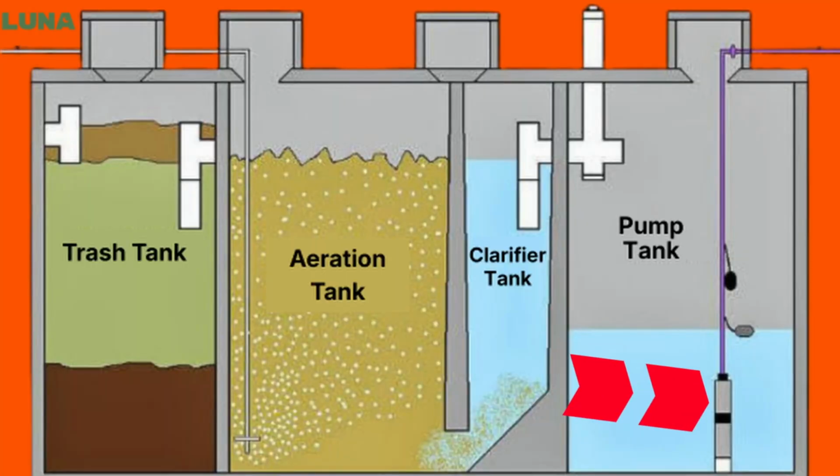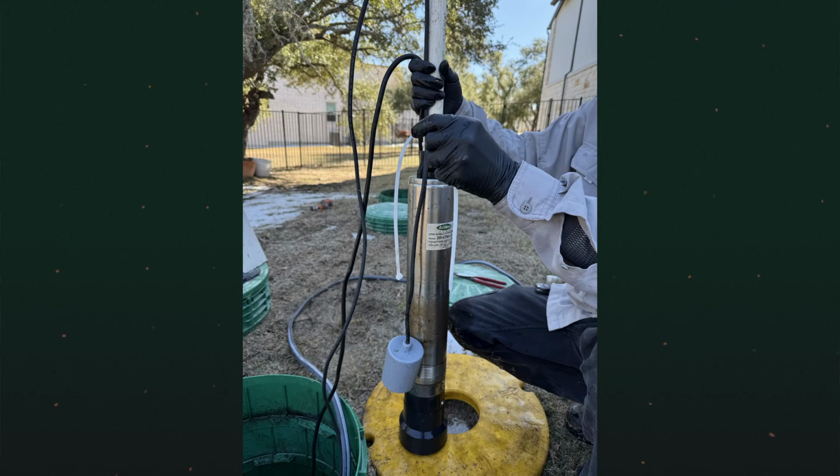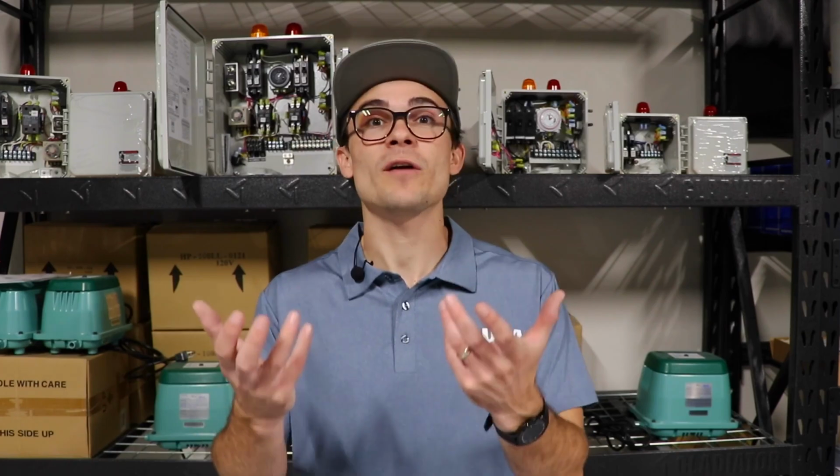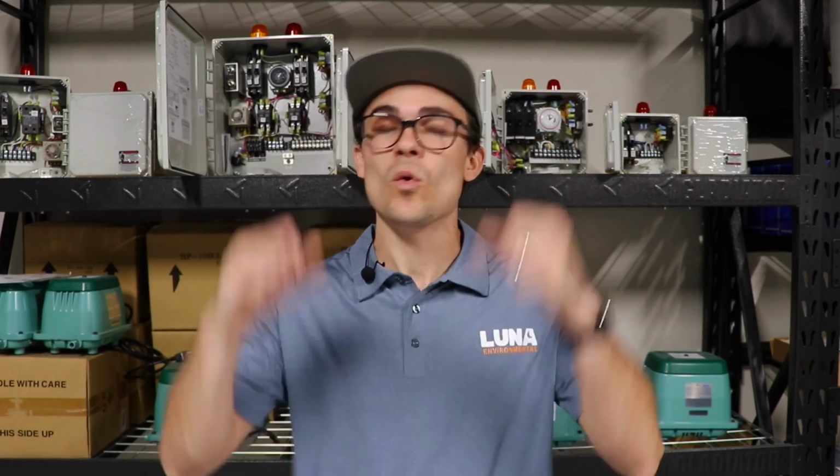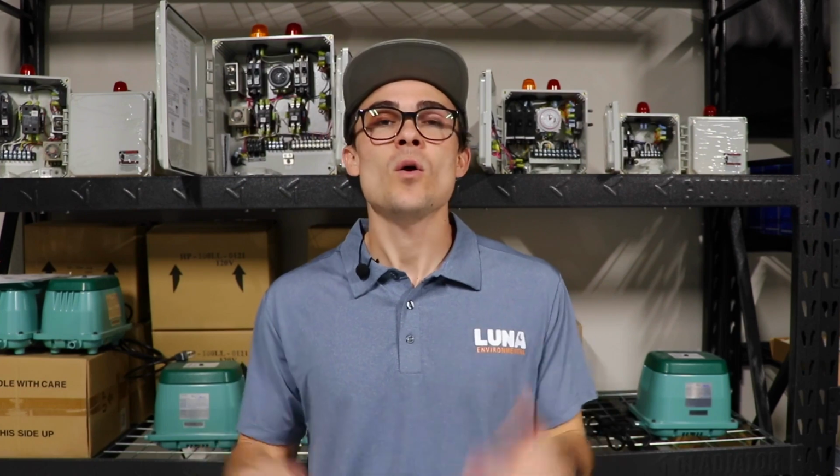Now, inside the pump tank is exactly what it sounds like, which is a pump, right? In order to push that water out of the tank, because we're not just leveraging gravity and a sloped field, we have to actually have a pump that pulls the water out and throws it into the drip lines or out through the sprinkler heads or whatever way we're distributing that treated wastewater.